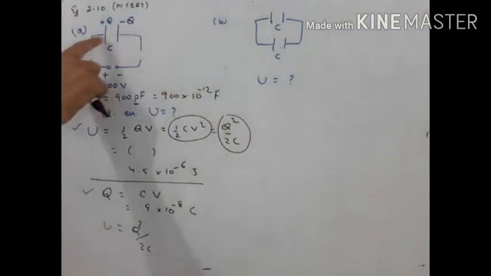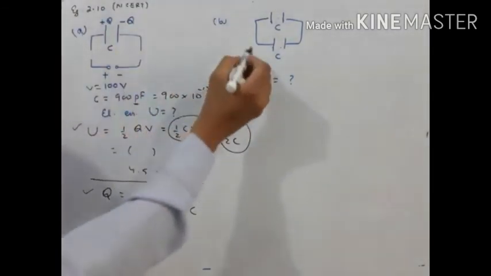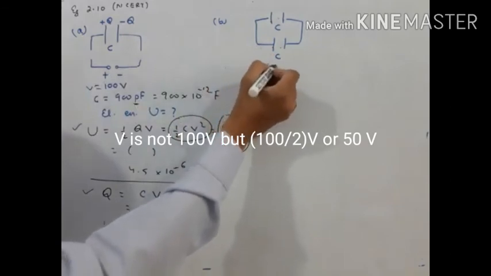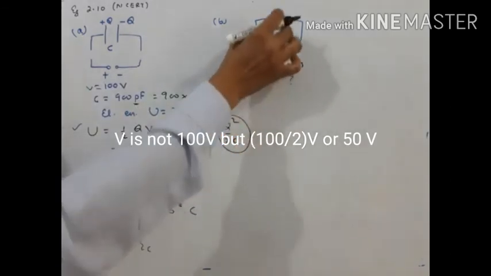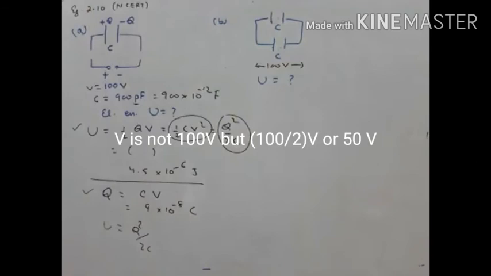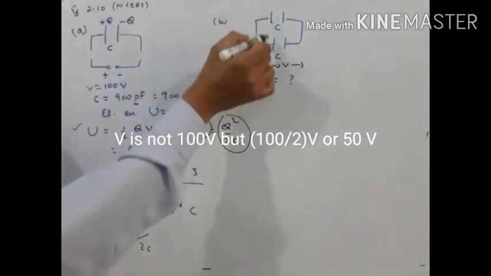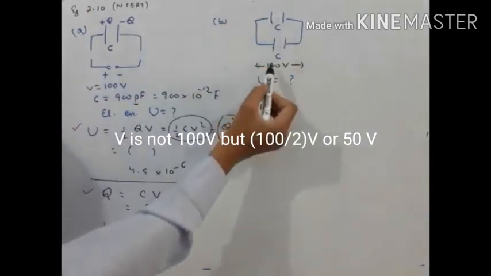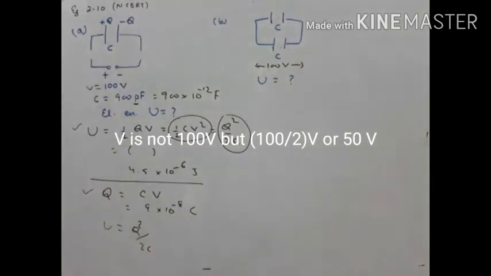The potential difference between the plates was how much? 100 volt. Here also the potential difference between the two plates will be how much? 100 volt, because they are connected in parallel, you can say. These two plates are at the same potential, and these two plates are also at the same potential. So 100 volt will be the potential difference.